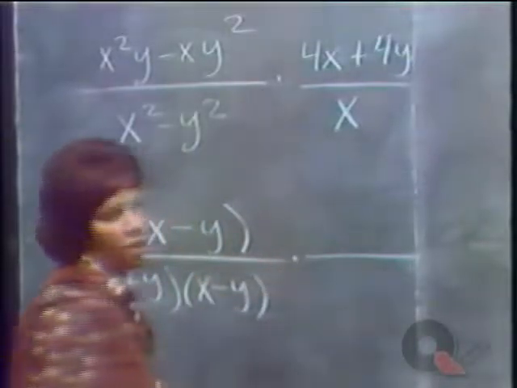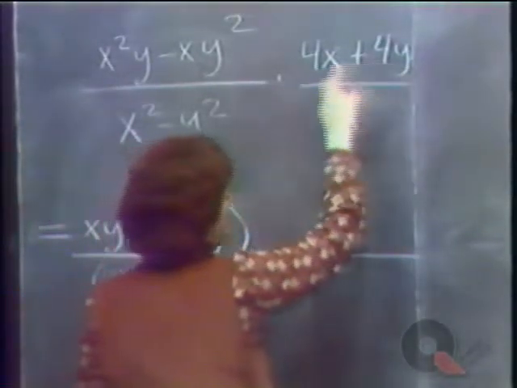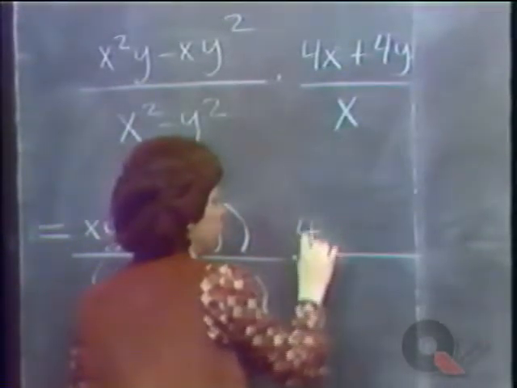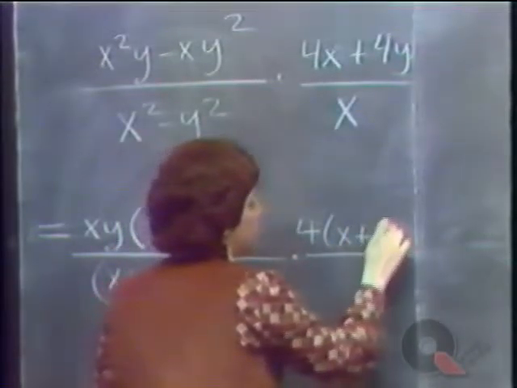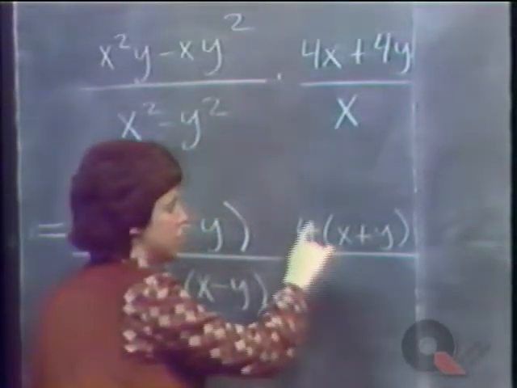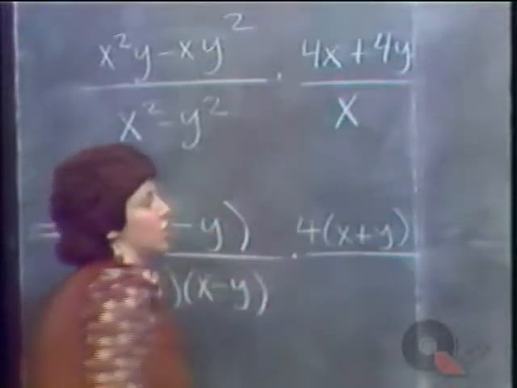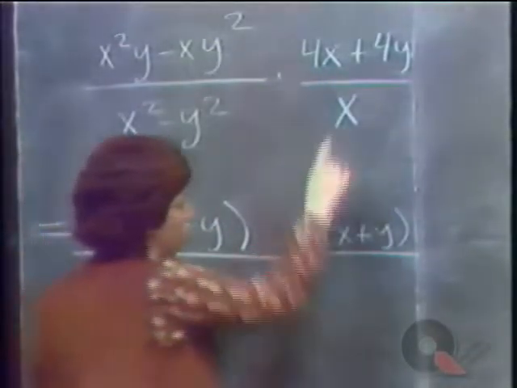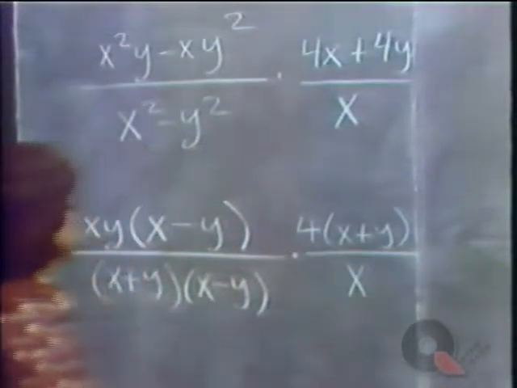In the upper right here, we have 2 terms added together. There is a common factor. It's a 4. We take it out, leaves us with 4 times x plus y, which is, of course, 4x plus 4y, which is what we had there. And the lower right, we just have an x.